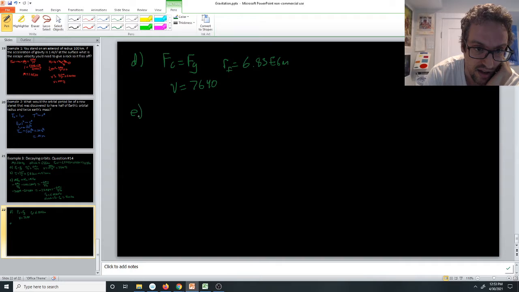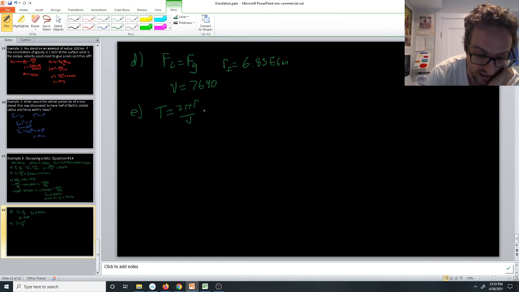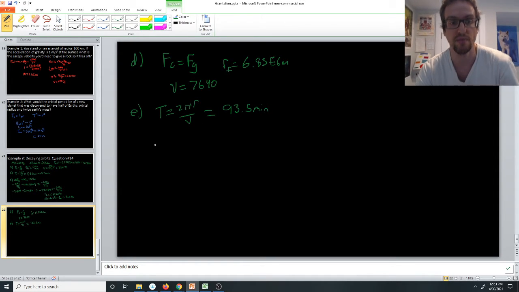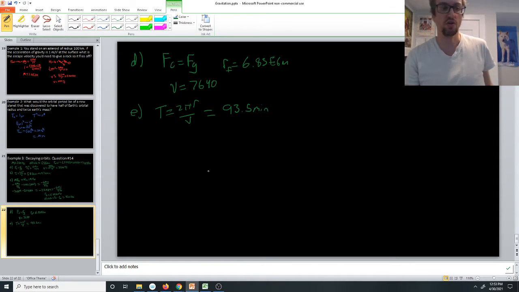Part E, again, finding the period. Period is still 2 pi r over velocity. If you do that out, you've got a new radius, but it's still pretty much the same. It's pretty similar, 93.5 minutes. Similar value, but again, it's faster. It's moving faster and has a slightly shorter path.